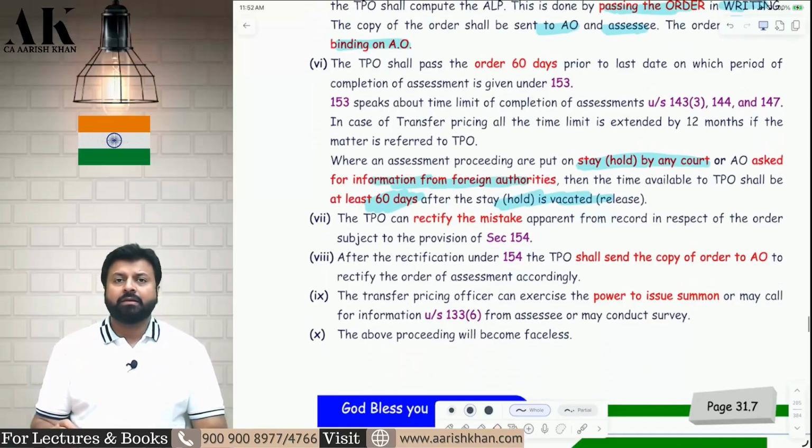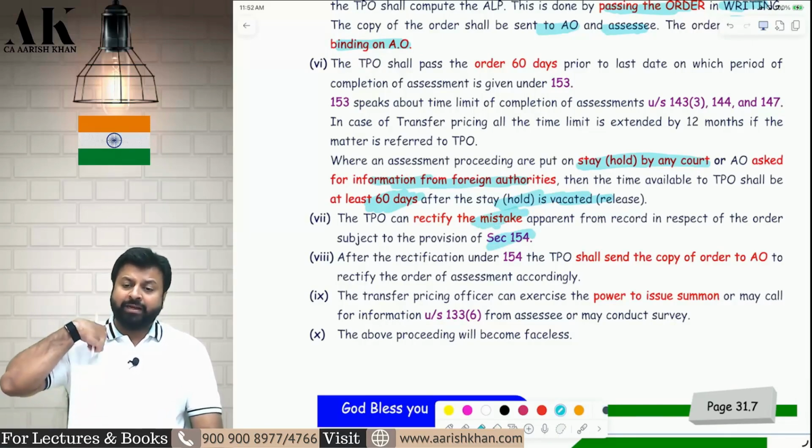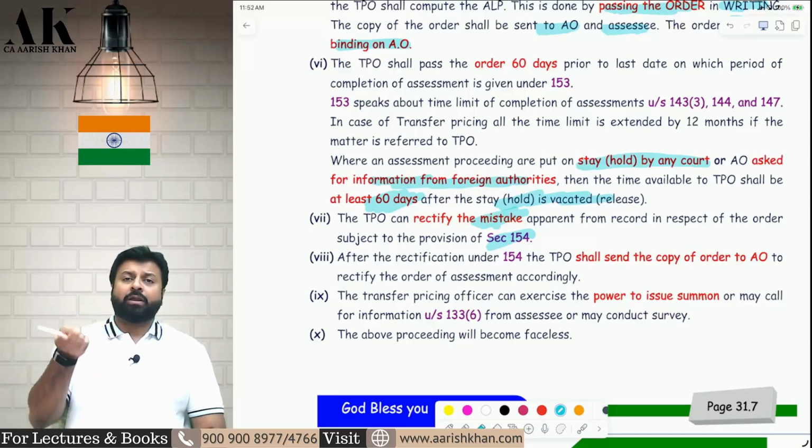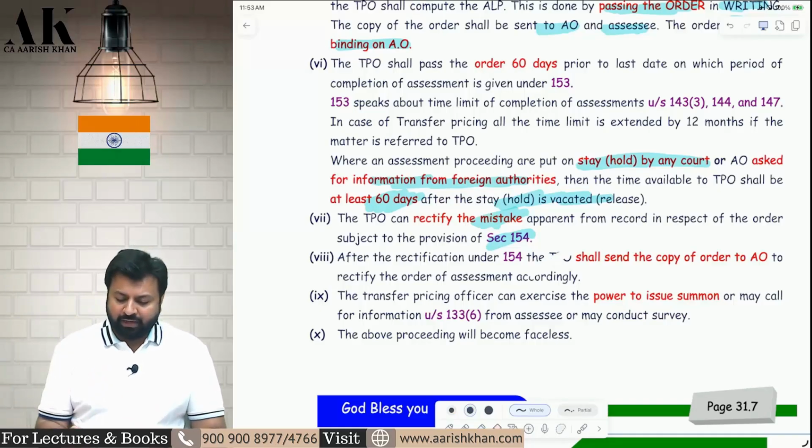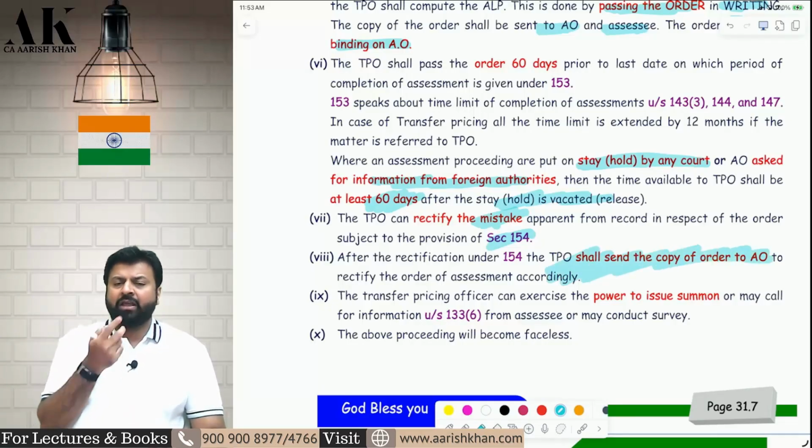Now, the TPO is ultimately a human being. While passing the order, the TPO can make a mistake. Yes, if the TPO makes an apparent mistake, the TPO will rectify the order under 154. Now, because the TPO has made a mistake, the assessing officer would have also made a mistake. Why? Because the TPO's order is binding on the assessing officer. So, if the TPO has made a mistake, the AO has also made a mistake. So, if the TPO rectifies, even the AO has to rectify the order under 143, 144, 147. Even the AO has to rectify their assessment orders.